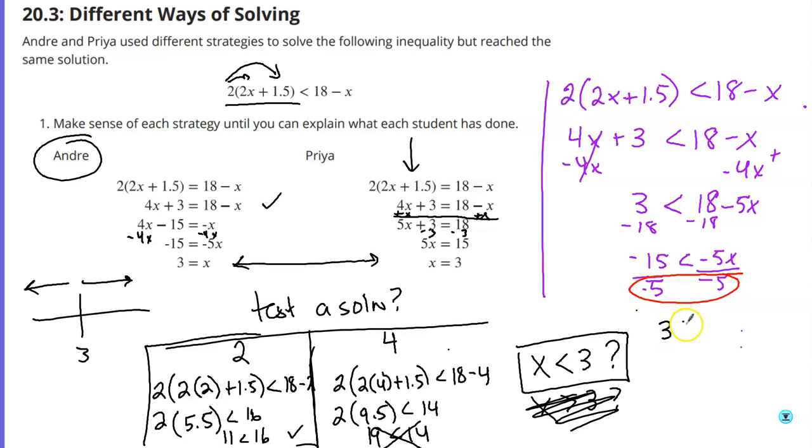So this comes out to 3, but then you have to flip the sign. And so then you get this. Now this is written backwards, right? Because the x is on the right. So if you want to switch this, you have to put the x over here and then flip the sign. That's why I don't like solving and having the x on the right-hand side. So that's why Andre's works, just to show you how Andre does get the correct answer. I do not suggest doing that, guys.